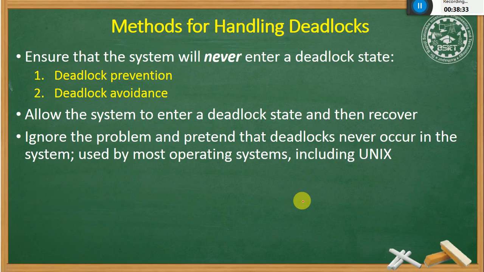So next point, methods for handling the deadlock. How to handle the deadlock? So there are two ways. One is deadlock prevention and the other is deadlock avoidance. Okay, so in the system, if deadlock occurs, it will decrease the performance. To have a solution for this problem, we have two ways. One is prevention and the second one is avoidance.